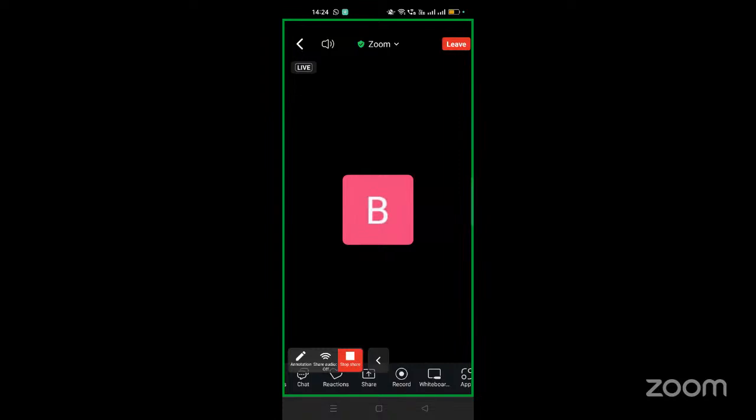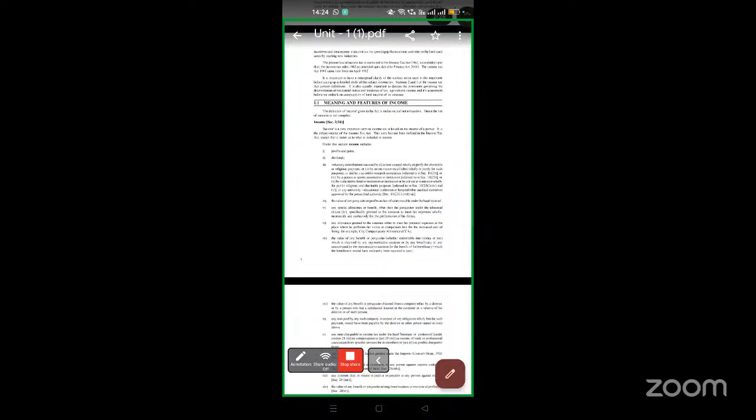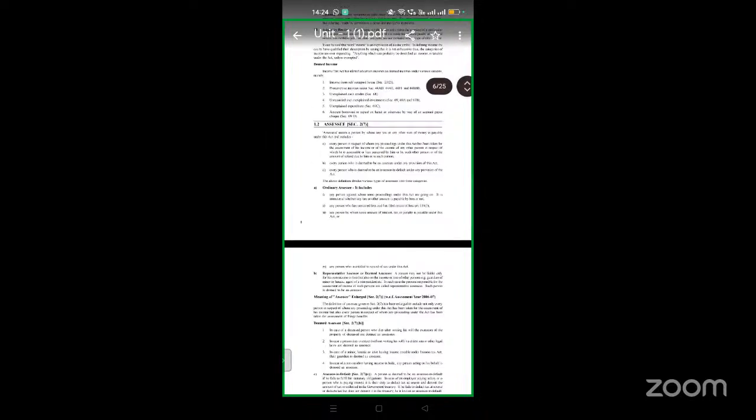To make that very simple, it is also said that 182 days is only to determine the residential status, whereas to determine the resident but ordinary resident, they need to satisfy both additional conditions as well as any of the basic conditions.